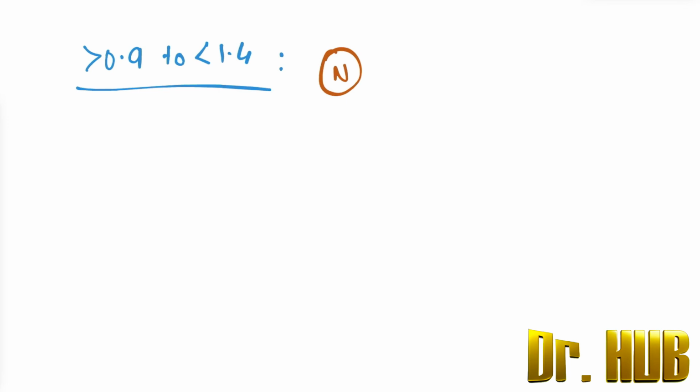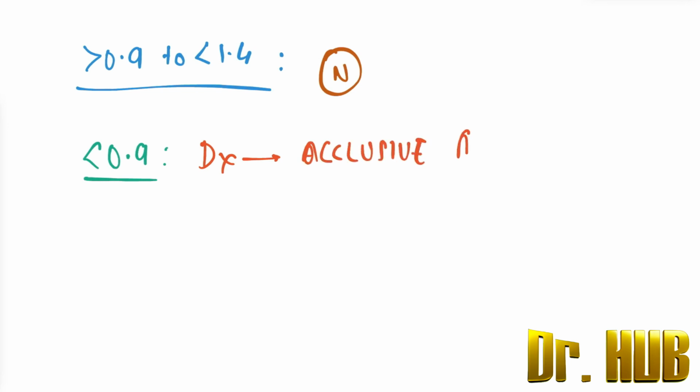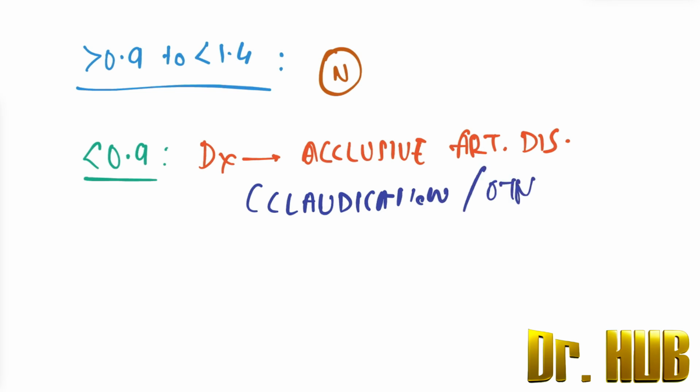An ABPI reading of greater than 0.9 to less than 1.4 is interpreted as normal. When it is less than 0.9, it is diagnostic of occlusive arterial disease, in patients with symptoms of claudication and or other signs of ischemia.